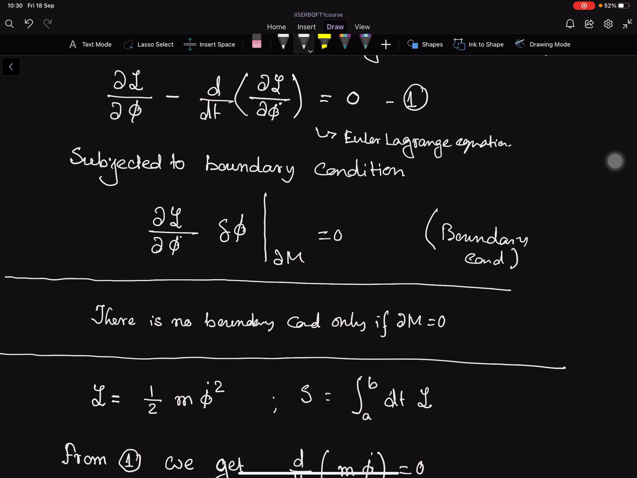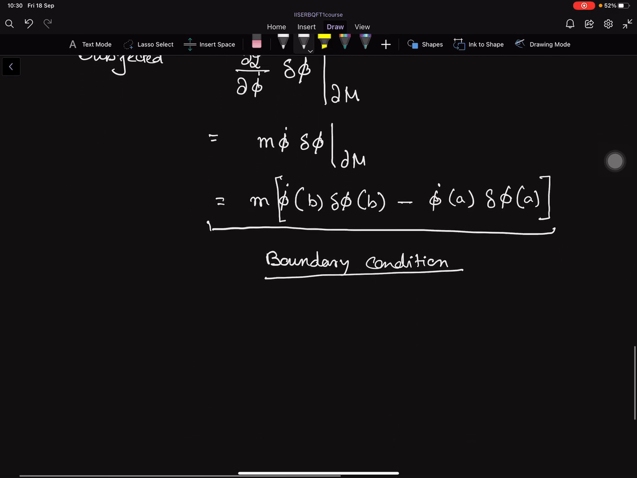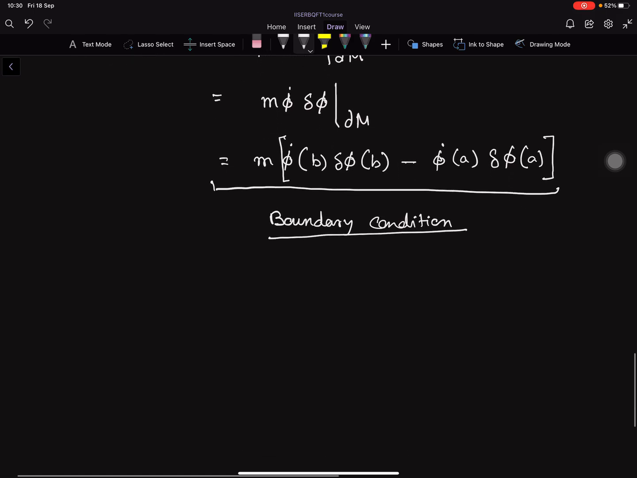This always comes with a boundary condition, okay, and unless you satisfy the boundary condition, this extremization principle is not correct. Often we just focus on the equation of motion without focusing on the boundary condition, but the same extremization principle gives you all possible choices of boundary conditions, at the same time it also gives you the equation of motion.